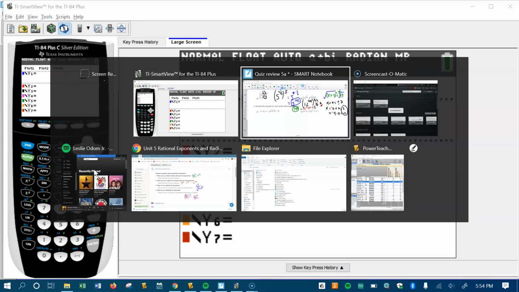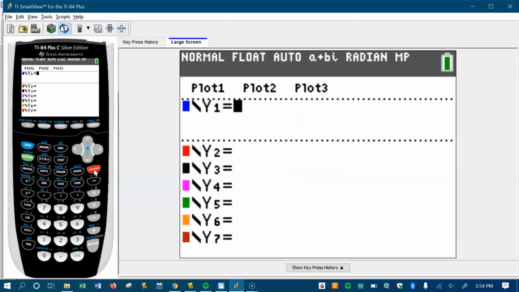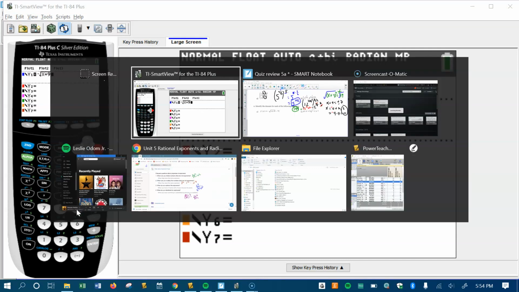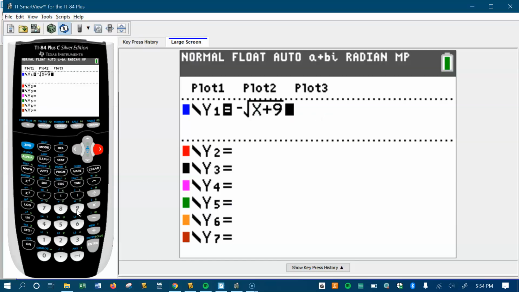Our problem is negative square root x plus 9 minus 72. So negative, that's not the negative square root of x plus 9. Now that's going to be a problem for us actually. We'll see why in a second. I think that's minus 72. Okay, so let's go and do minus 72.